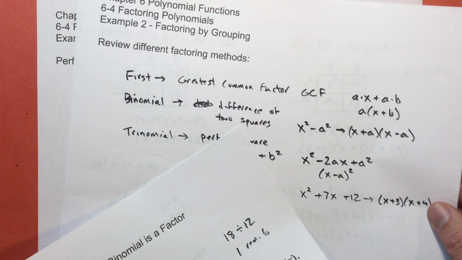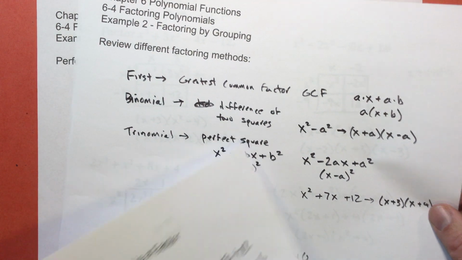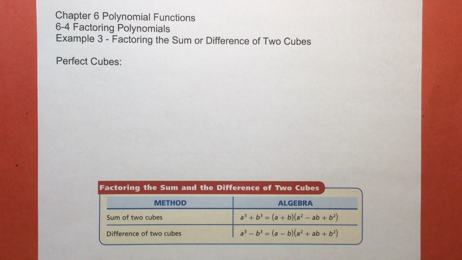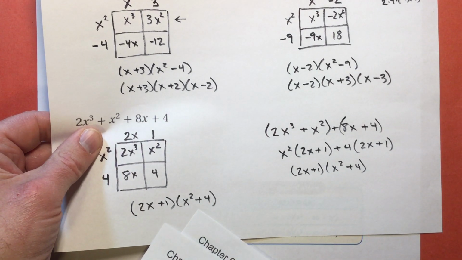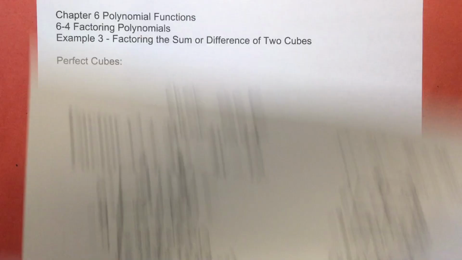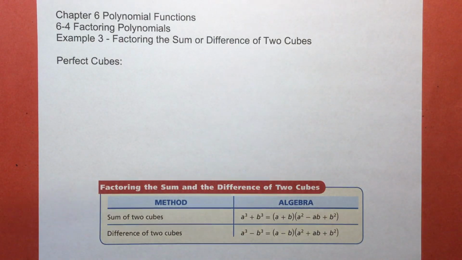We talked about the difference of two squares. And if you recall, when we did this problem, we said that we don't have the sum of two squares. That's not going to be able to be factored. But guess what? It actually does work for the sum and difference of two cubes.